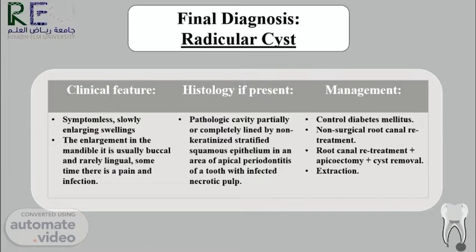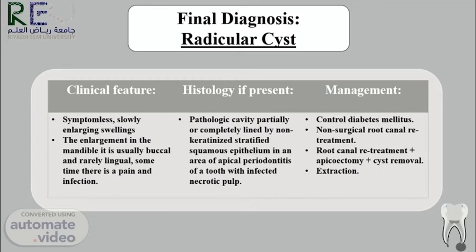Histology: radicular cysts are pathological cavities, partially or completely lined by non-keratinized stratified squamous epithelium in an area of apical periodontitis of a tooth with infected necrotic pulp. In active infection, the epithelial lining of a cyst is thick and irregular and infiltrated with inflammatory cells. In inactive infection, the epithelial lining is thin and regular and has minimal infiltration of inflammatory cells. The lumen of a cyst may contain cholesterol crystals.